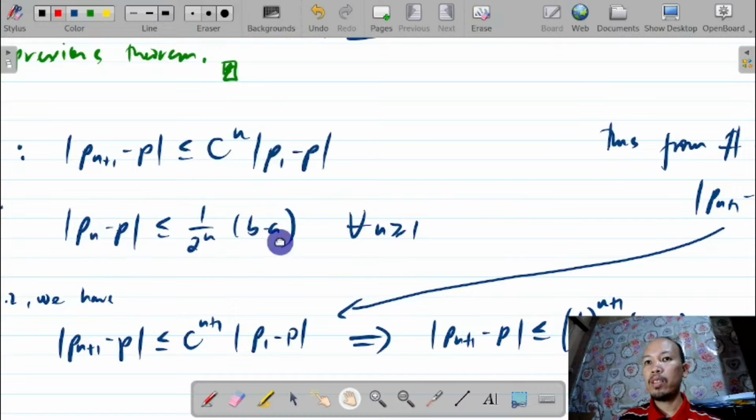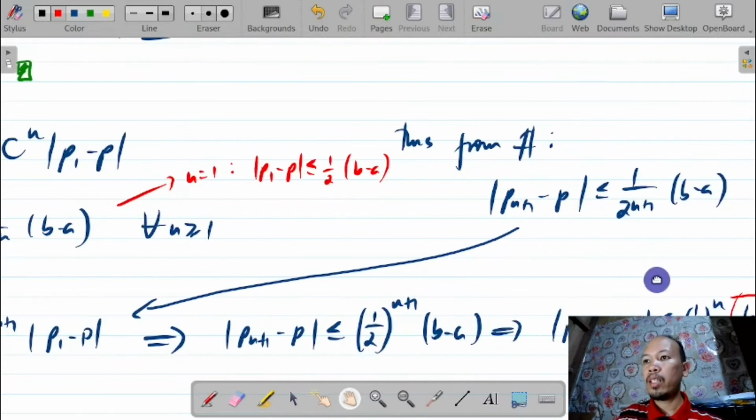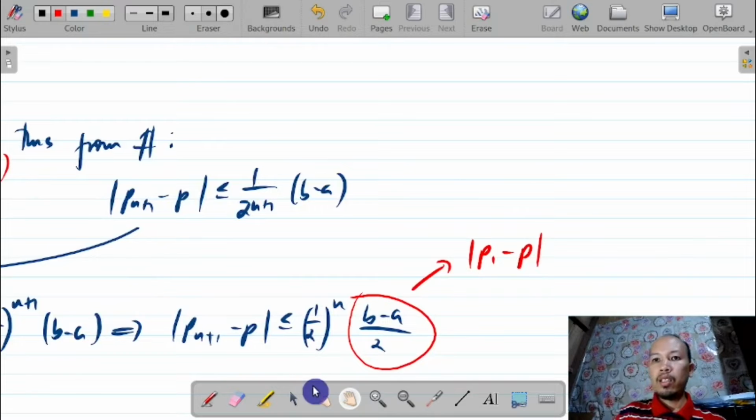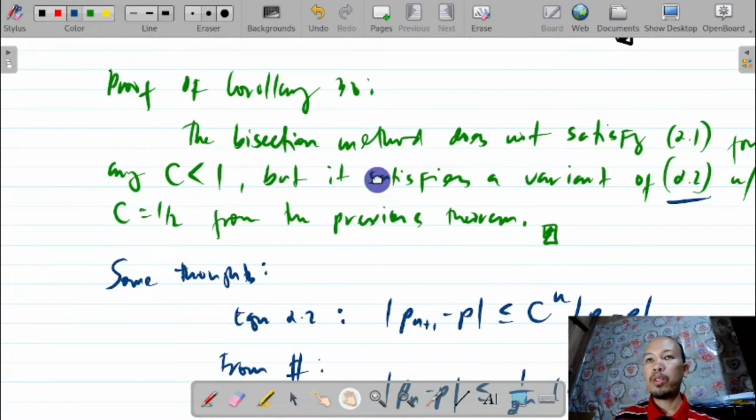If n is equal to 1, so we have p1 minus p is less than or equal to 1 half b minus a. Okay, so we replace by, we know that our p1 minus p is less than or equal to 1 half b minus a, that one here. So this means that our c is equal to 1 half. Okay, so that's the computation behind the proof of corollary 30.